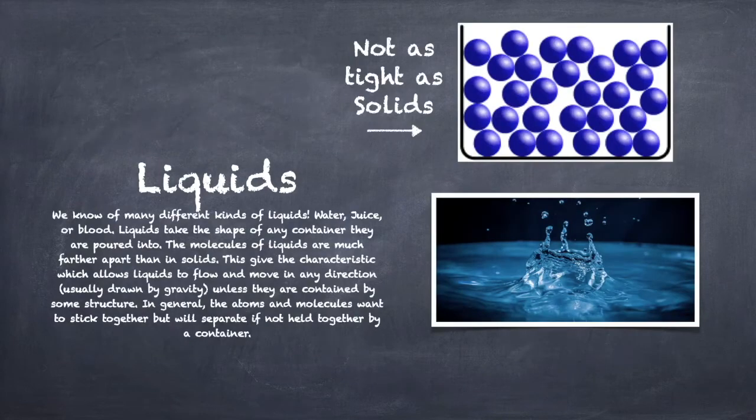Now, on the other hand, you have liquids. So we know many different kinds of liquids: water, juice, blood. Liquids normally take the shape of their container. So if you pour liquid into a glass, right, it's normally going to take up the shape of that container. It doesn't really keep its own shape. Water, you wouldn't say, has much of a shape by itself. Right? It fills up things.